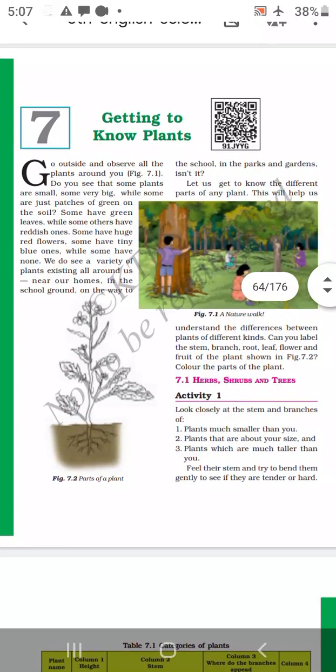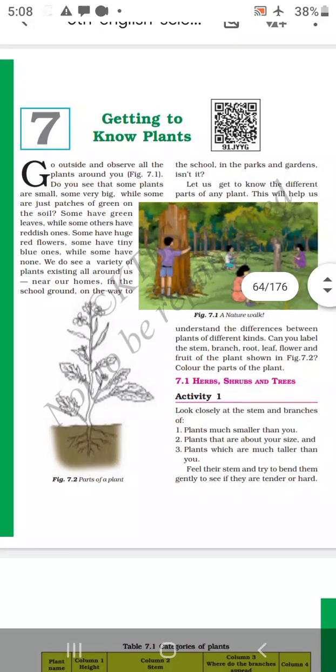Do you see that some plants are small, some are very big, some are just patches of green on the soil. Some have green leaves while some have rather reddish ones. Some have huge red flowers, some have tiny blue ones, while some have none. We do see a variety of plants existing around us. Yes, children? Yes. In the school ground, on the way to the school, in parks and gardens, isn't it?